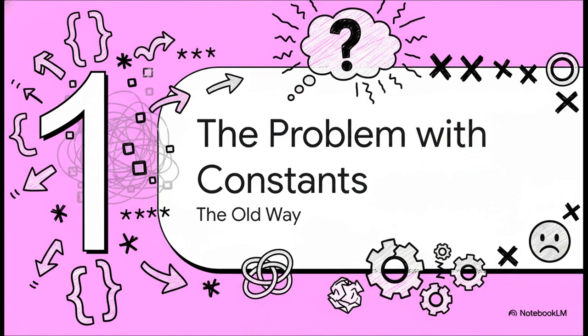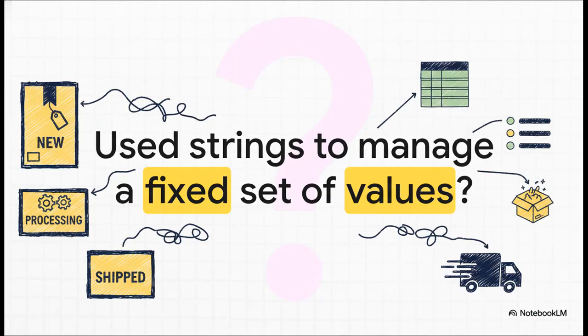To really understand why enums are such a big deal, you first have to appreciate the kind of problems they were created to solve. I bet you've seen this a million times. You've got a limited set of states for something, right? Like an order status. It can be new, processing, or shipped. And what's the first thing we often do? We just use plain old strings to represent them. Seems simple enough, but the trouble it can cause.